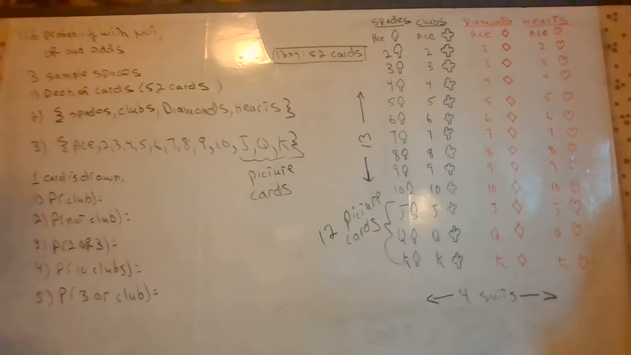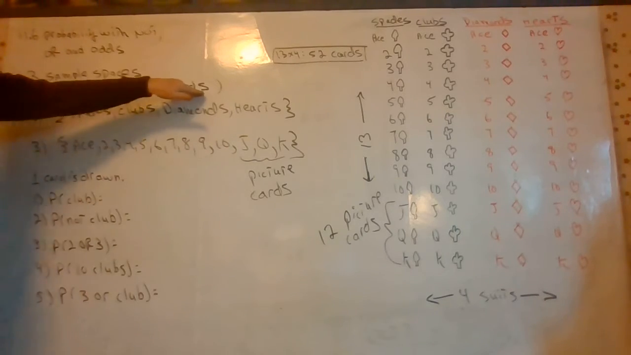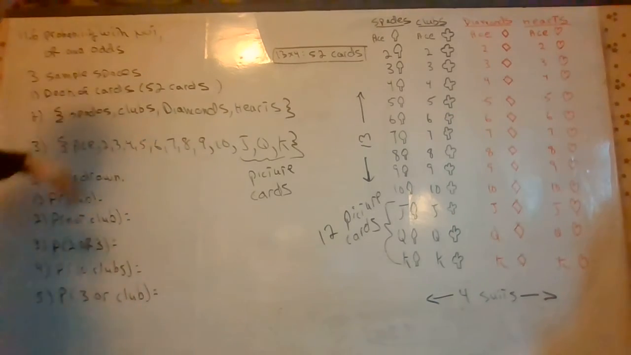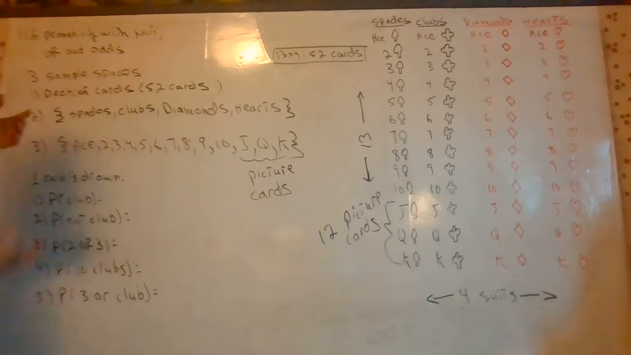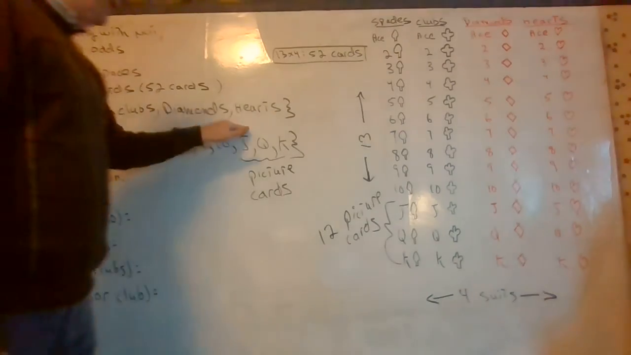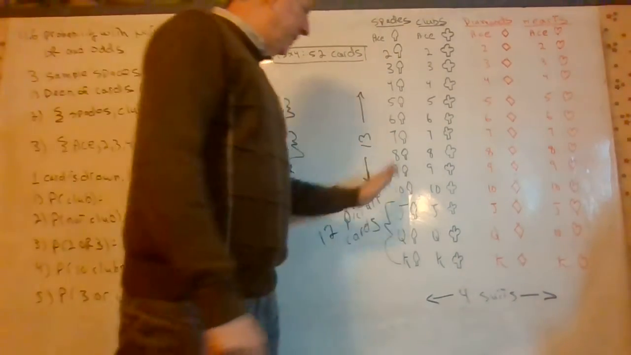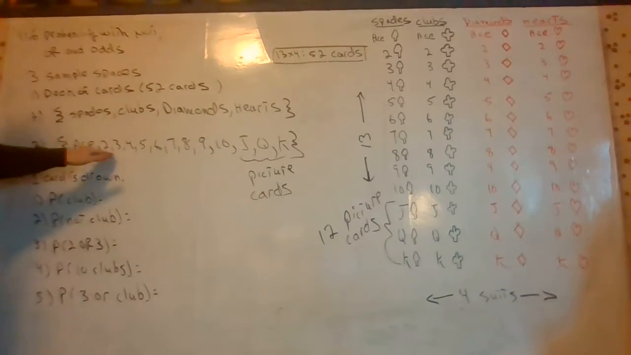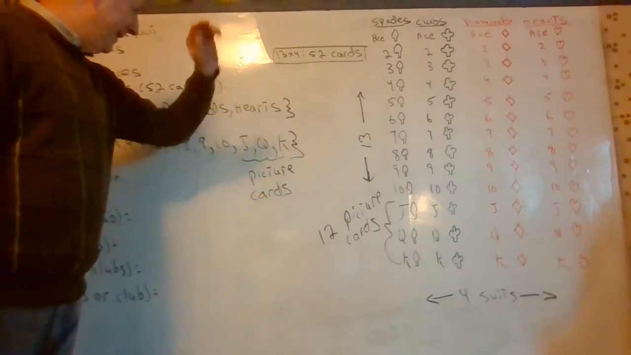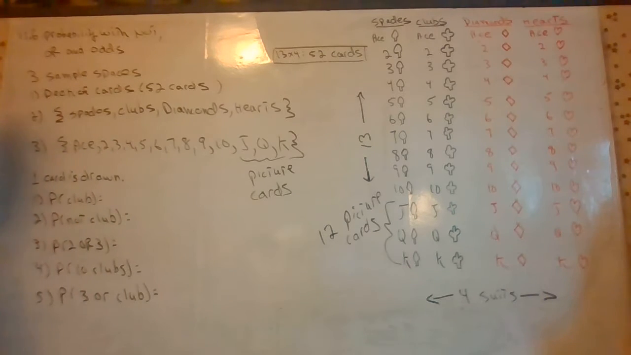So as far as doing probability with a deck of cards, we have 3 possible sample spaces. It can have the 52 cards itself, or it can have spades, clubs, diamonds, hearts. It all depends on what type of a probability problem you're trying to solve. But spades, clubs, diamonds, hearts, equally probable because there's 13 of each. We also could do ace, 2, 3, all the way up to jack, queen, king. That could be a sample space.